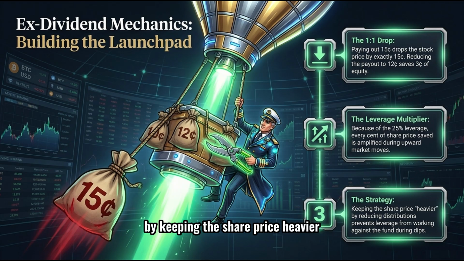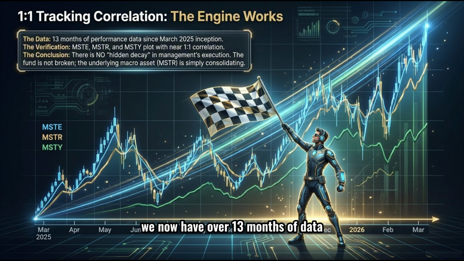By keeping the share price heavier through lower distributions, management is giving the fund a better launchpad for the next bull cycle. We now have over 13 months of data since the March 2025 inception. When you plot MSTE against the raw MSTR stock and its unleveraged sibling, MSTY, the correlation is nearly 1-to-1. This is excellent news. It proves that the tracking is working and there is no hidden decay in the management's execution. The fund is doing exactly what it was built to do.